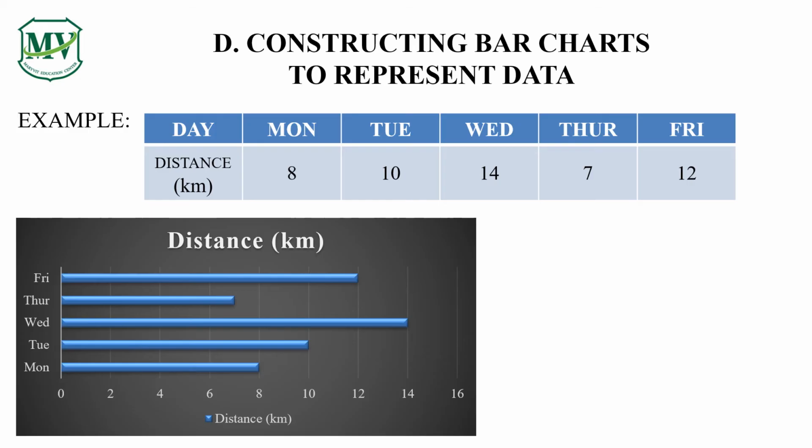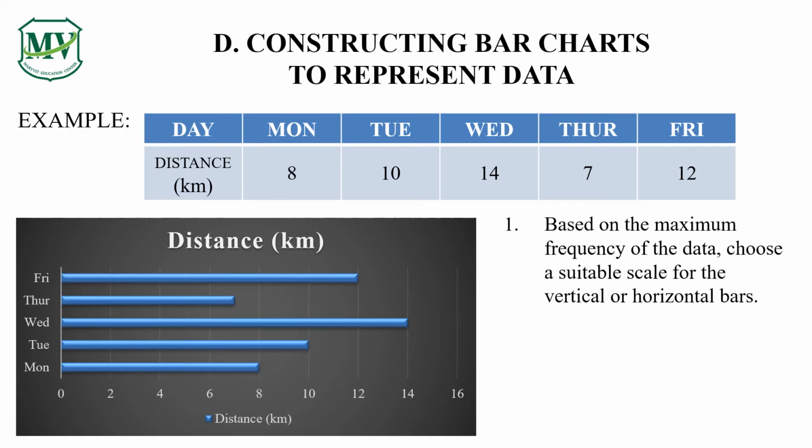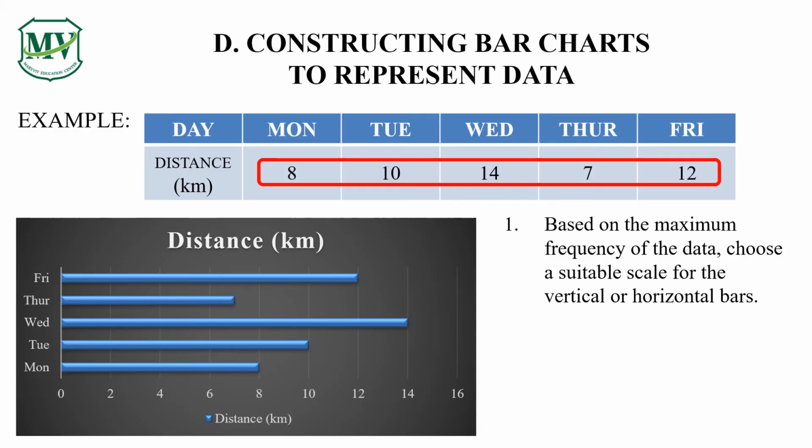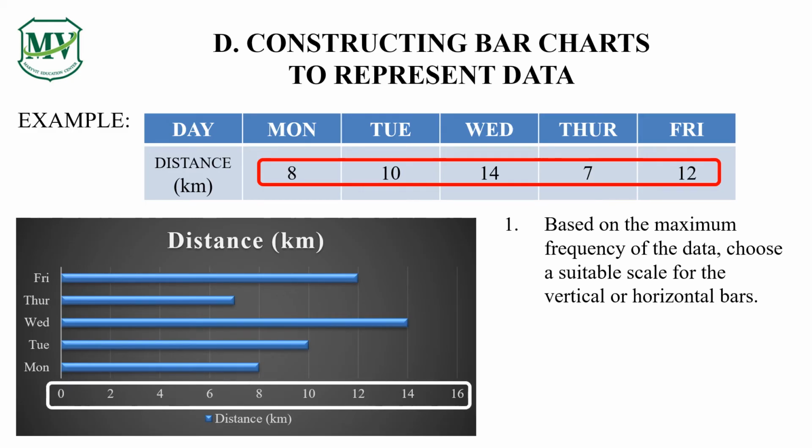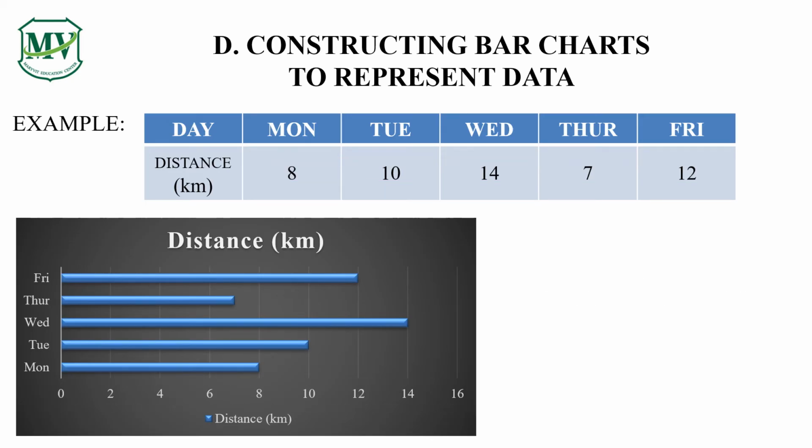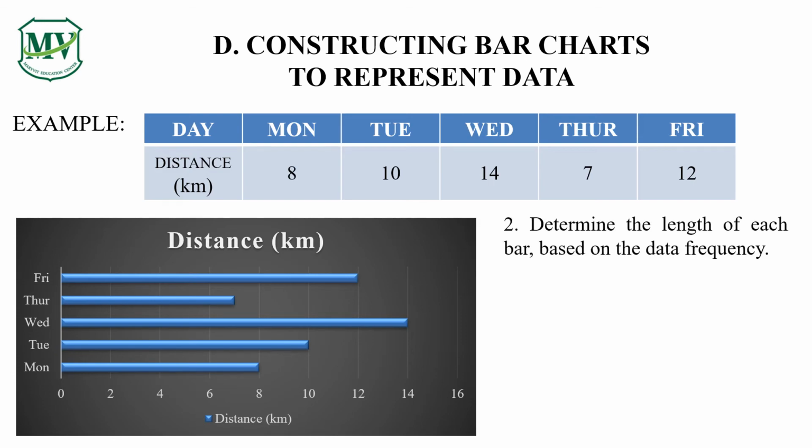Now, let us learn how to construct a bar chart. Step number 1. Based on the maximum frequency of the data, choose a suitable scale for the vertical or horizontal bars. As you can see, our data are almost even numbers. So in my bar chart, I use a scale of even numbers. Step number 2. Determine the length of each bar based on the data frequency, like this.